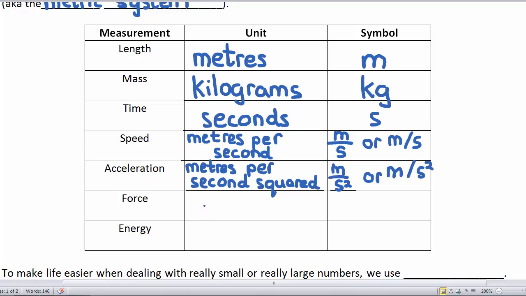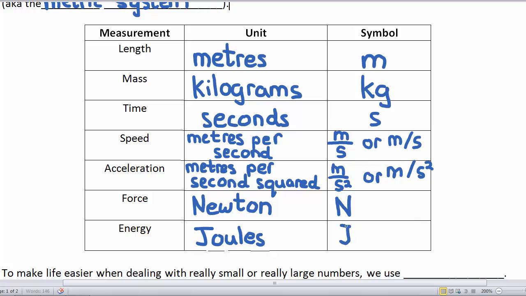Now, here are a couple of units that you probably haven't seen yet in school. The unit for force is named after a guy who is rumored to have discovered forces when he was sitting under an apple tree and an apple fell on his head. You might remember this guy's name is Newton. And that's exactly the unit we use for measuring force. And the symbol for that is just his first initial. Energy is measured in units called joules, which have the symbol capital J.